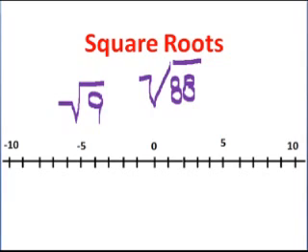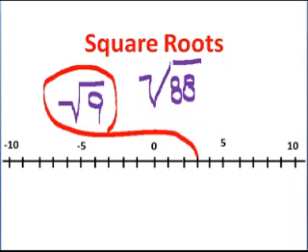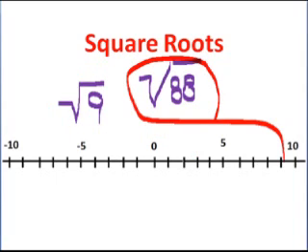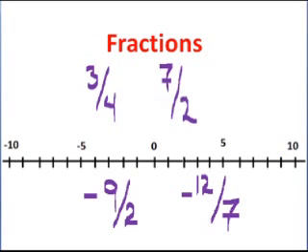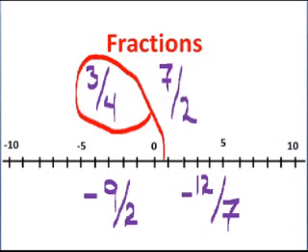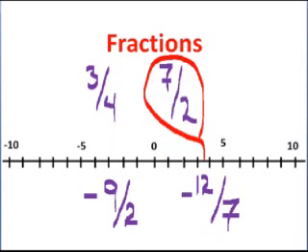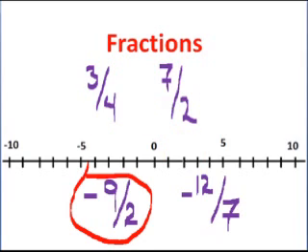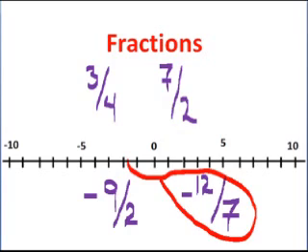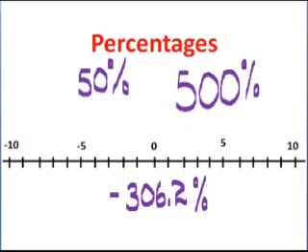Square roots fit on the number line. This is a perfect square root. Square root of 9 is exactly 3. But the square root of 88 is a little bit more than 9 and is there on the number line. Fractions fit on the number line. 3/4 fits about there. 7/2 fits about there. -9/2 fits there, and -12/7 would fit about there on the number line.